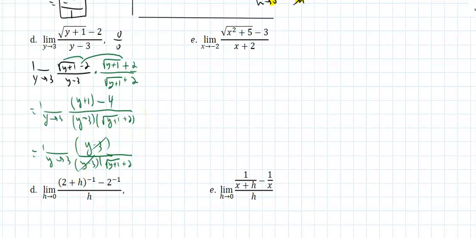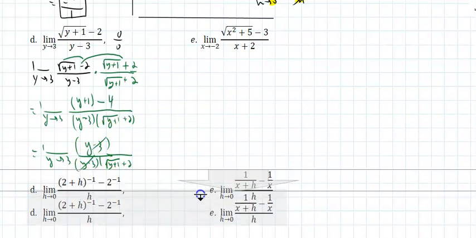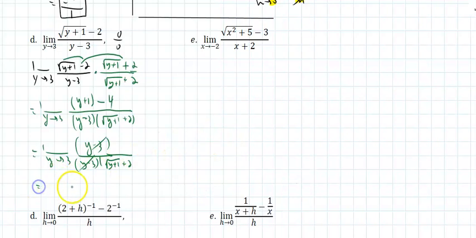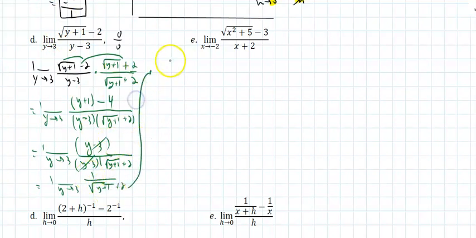And in that case, you're left with the limit as y approaches 3 of 1 over the square root of y plus 1, plus 2. And if you replace y by a 3, 3 plus 1 is 4, square root of 4 is 2, plus 2. That limit will be 1/4. And notice I'll keep on writing a limit until I substitute the value in.